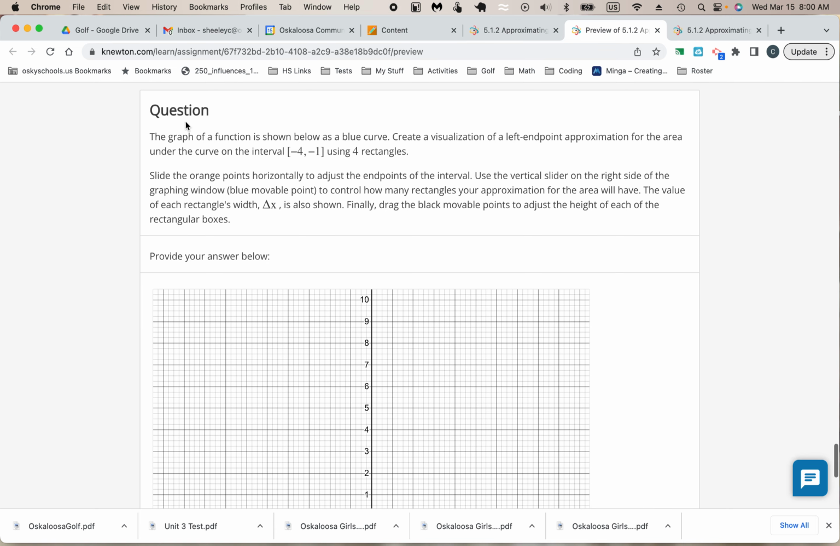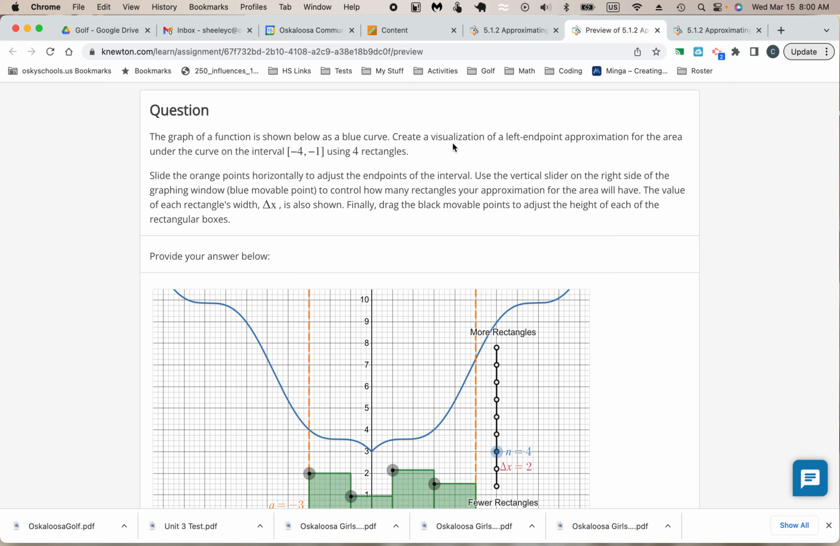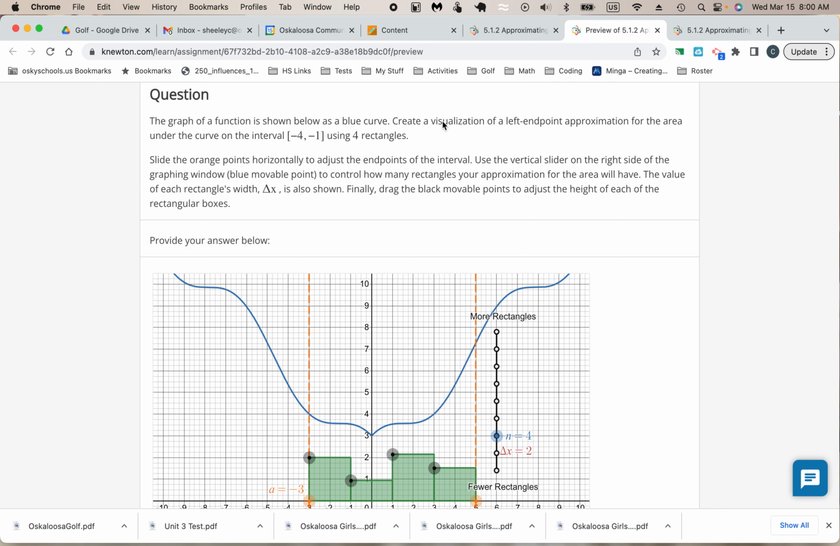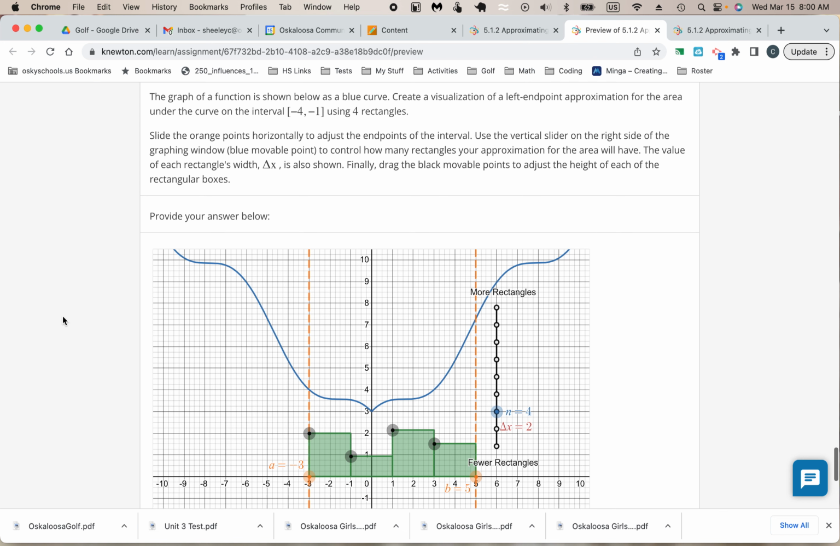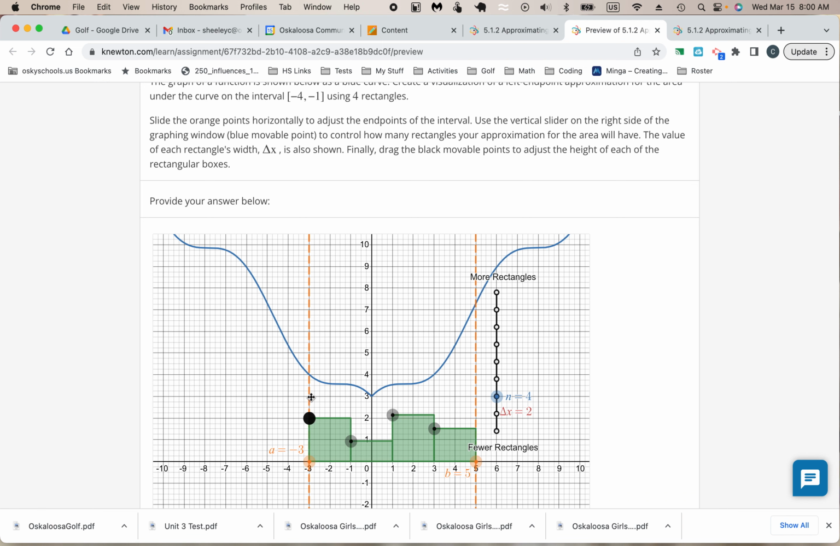So they ask us, it says the graph of a function is shown below as a blue curve. Create a visualization of a left endpoint approximation for the area under the curve on the interval -4 to -1 using 4 rectangles. So a left endpoint approximation means we're essentially going to take the left endpoint of each rectangle and we're going to attach them to the function.